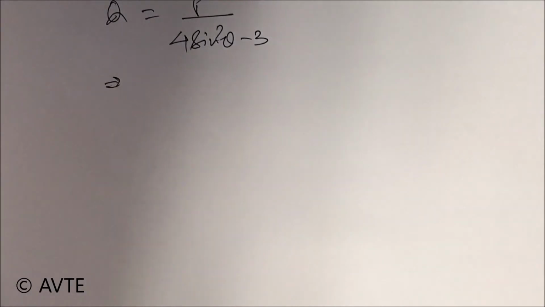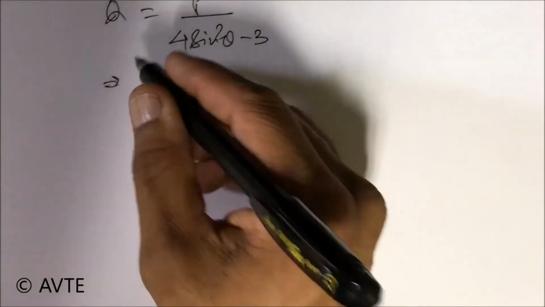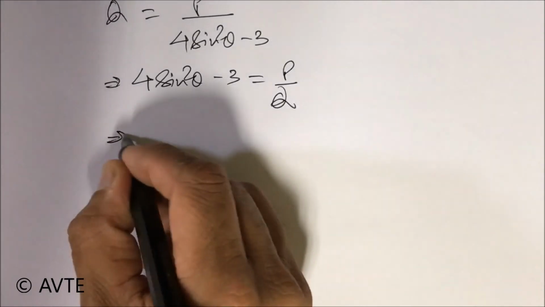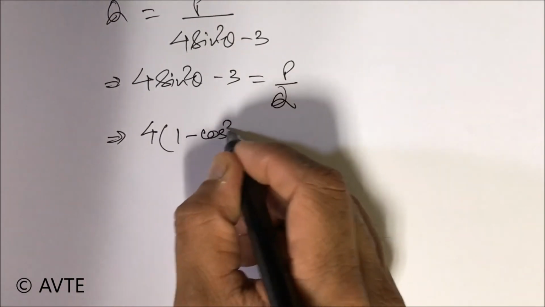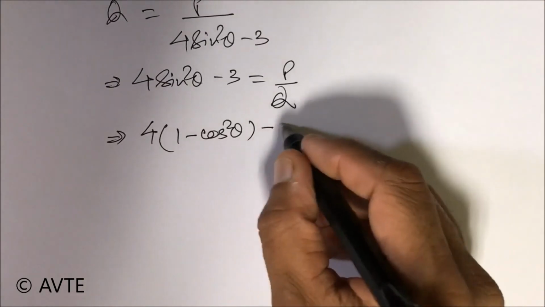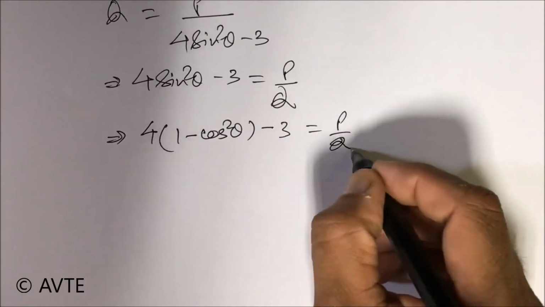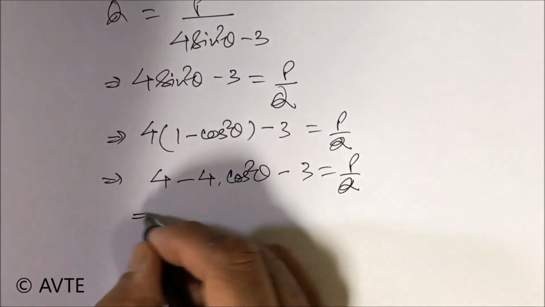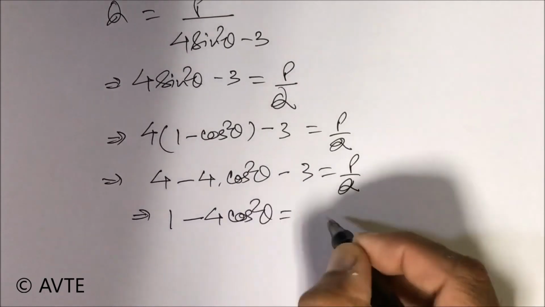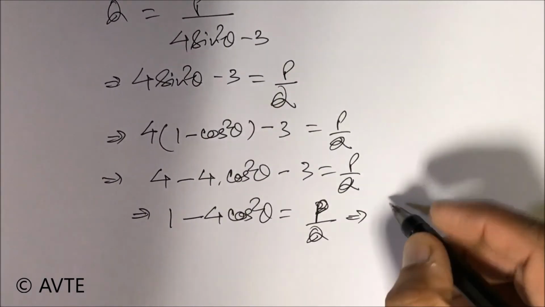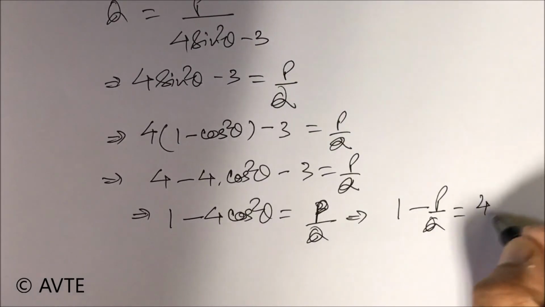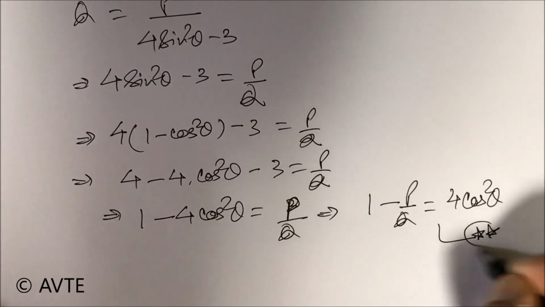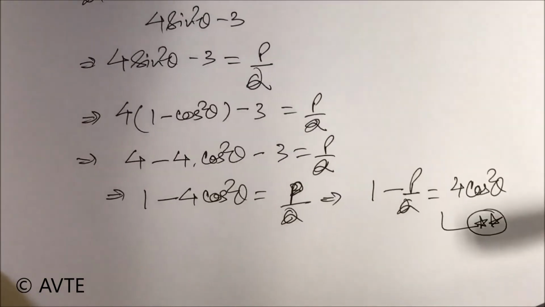Since we have to get the answer which is free from trigonometry, we need to be a little smart. We do the cross multiplication. So we open sine square theta as 1 minus cos square theta minus 3, 4 outside. We open the bracket. And we get 4 cos square theta. I'm taking this equation as double star.